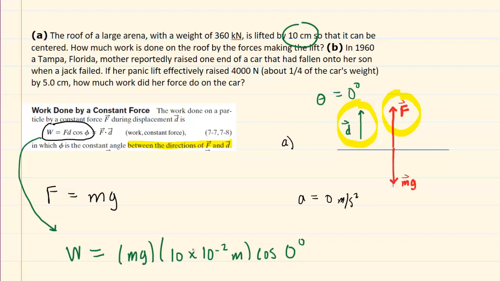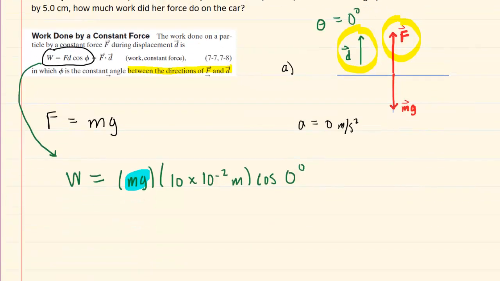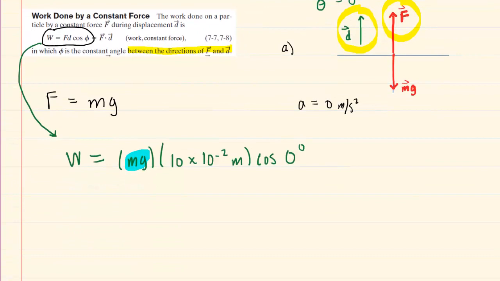So we next note that mg, which is the gravitational force, sometimes called the weight of the object, is actually given to us directly as 360 kilonewtons. So what we're going to do is take mg and substitute the 360 kilonewtons for that mg. Now remember, kilonewtons is non-standard, so to get 360 into newtons, you multiply by 10 to the power of 3.